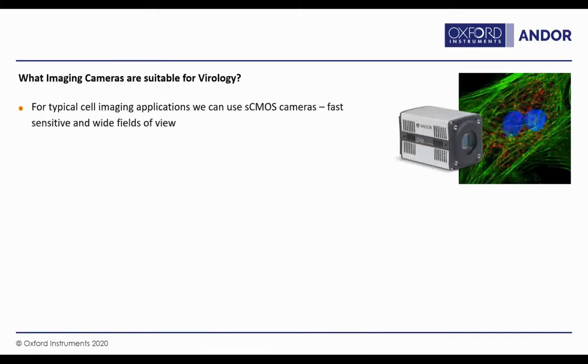For typical cell imaging applications, and also for, say, some high throughput screening, we can use sCMOS cameras because these are very fast, sensitive for what we need them to do, and also allow us to have a very wide field of view.